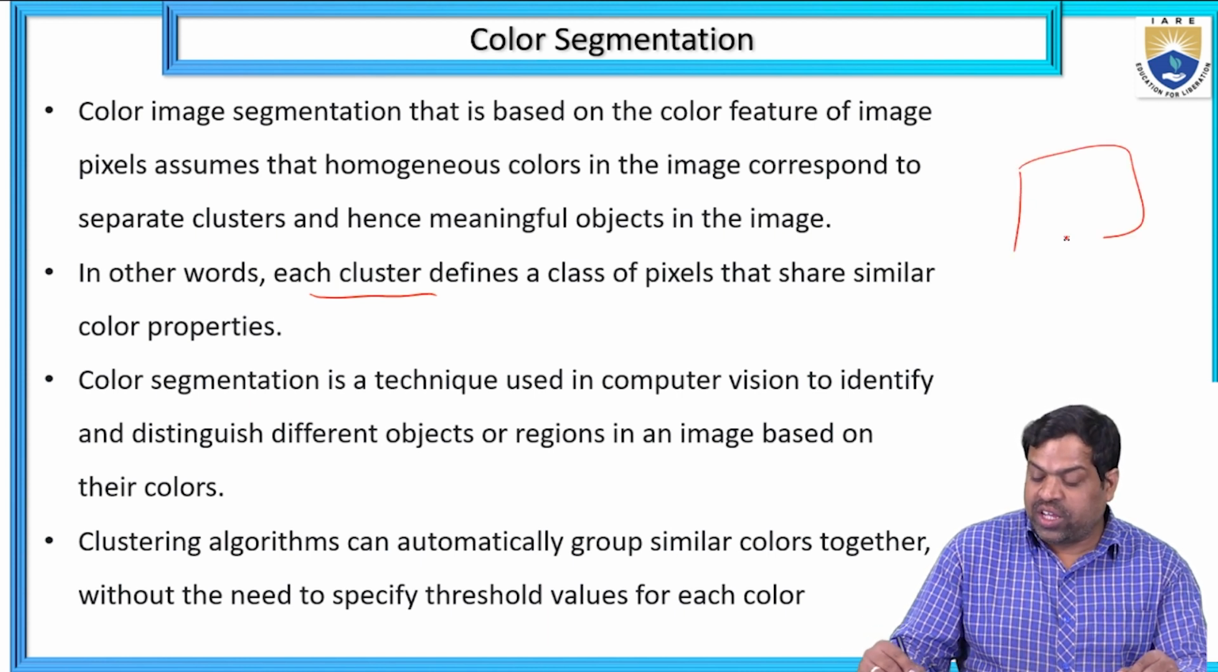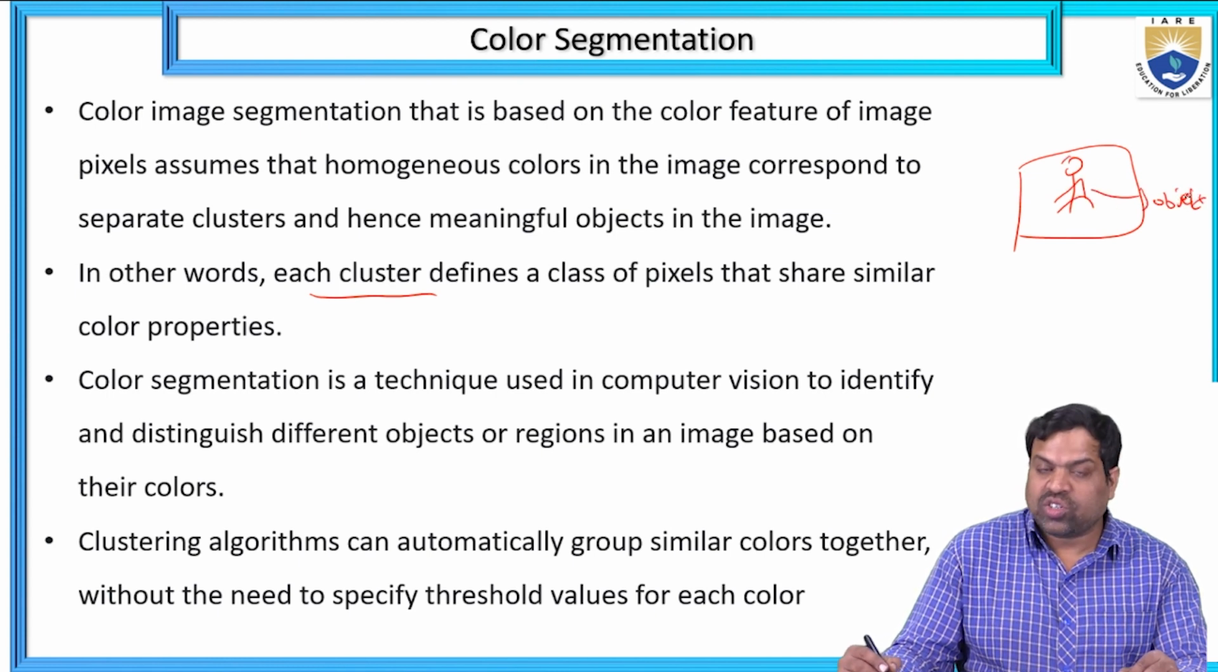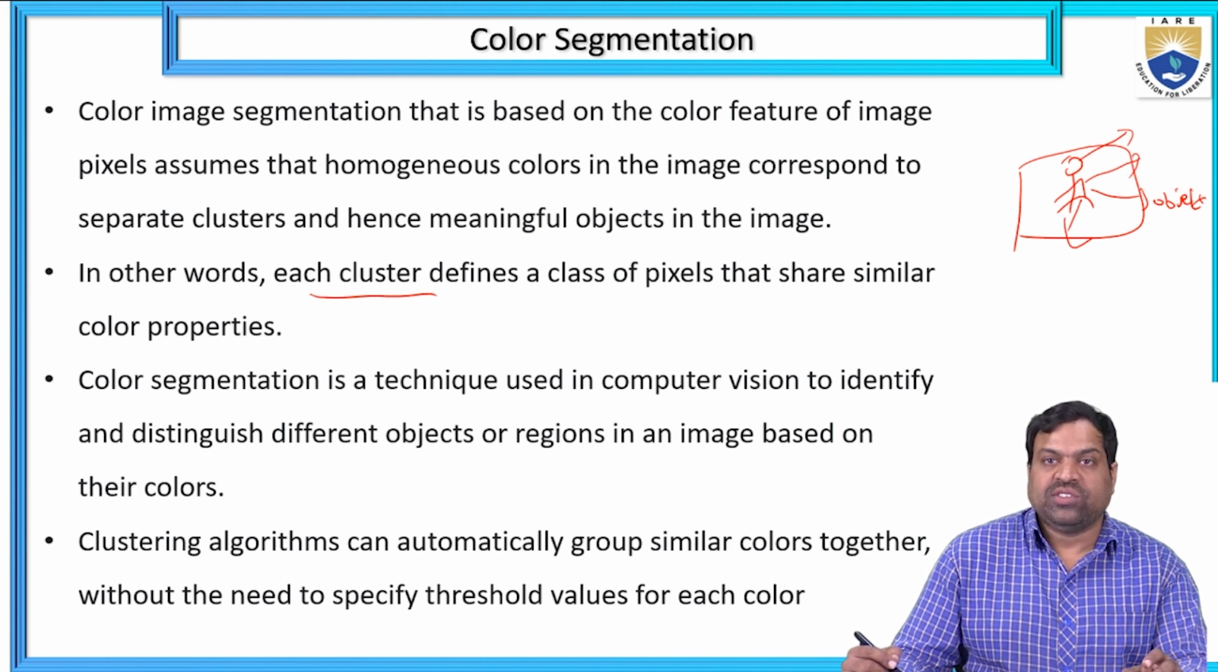Suppose you are taking an object, say one person, which is considered an object. In this object, how many sub-objects are there? Suppose head, arms, hands. So how much of the human is visible? That is the segmentation. It is based on color features of image pixels.